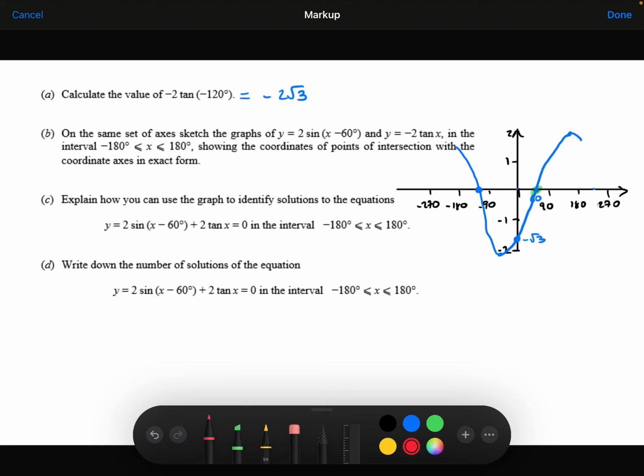I also need to draw the graph on the same set of axes of minus 2 tan x. So let me just draw the basic tan graph first, and then I'll multiply that by minus 2. So for the basic tan graph, I'd have an asymptote at 90, at 270, at minus 90, and minus 270. And the tan graph would look something like this.